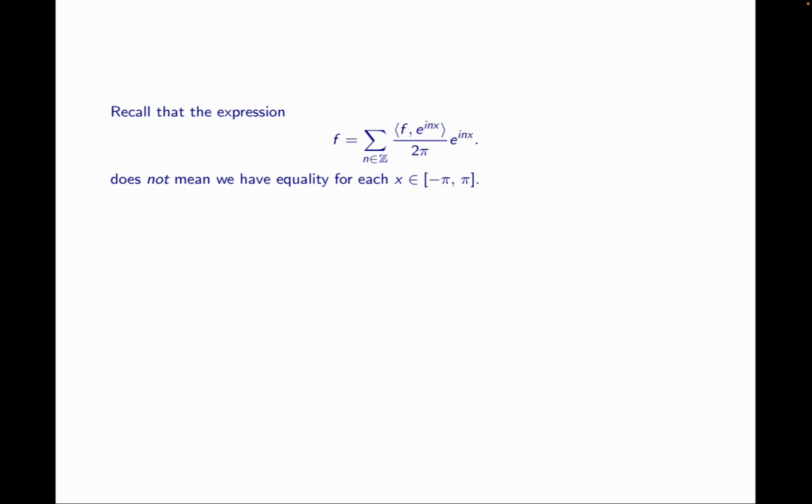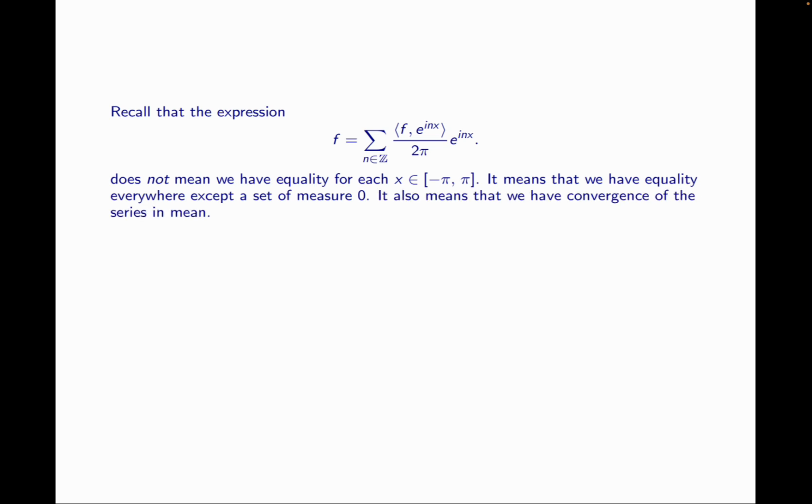Now, recall the expression f equals this Fourier series. We know that this is true for square integrable functions. It follows from the completeness of this orthonormal family. But just to be clear, and I know we know this, but if you'll allow me, I'm going to belabor the point. That does not mean that we have equality for each x in the interval. What it means is that we have equality everywhere except a set of measure 0. It also means that we have convergence of the series in mean.